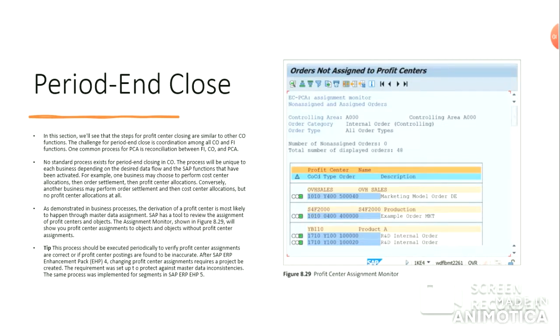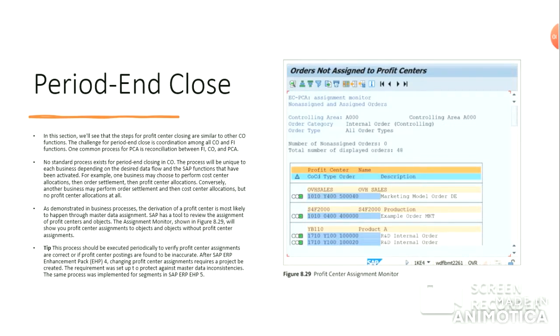As demonstrated in business processes, the derivation of a profit center is most likely to happen through master data assignment. SAP has a tool to review the assignment of profit centers and objects. The assignment monitor shown in the figure will show you profit center assignments to objects and objects without profit center assignments. So here is a tip: this process should be executed periodically to verify profit center assignments are correct, or if profit center postings are found to be inaccurate.